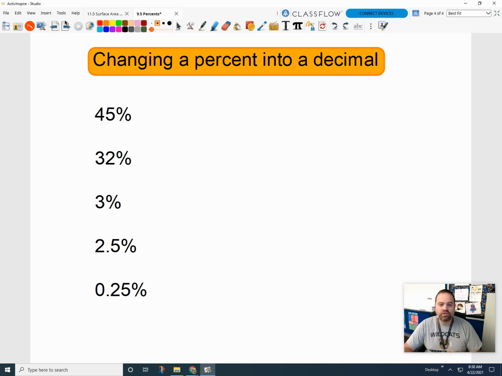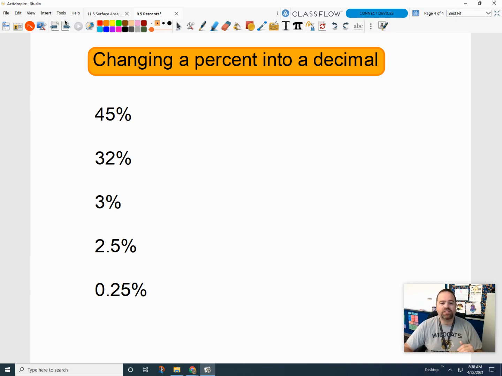Okay, most of you that are in algebra, I will see next year in Math Connections. Some of you are taking Math Connections currently. We deal with percents all the time. We've been doing percent operations. We've been working with percents forever, literally all year.